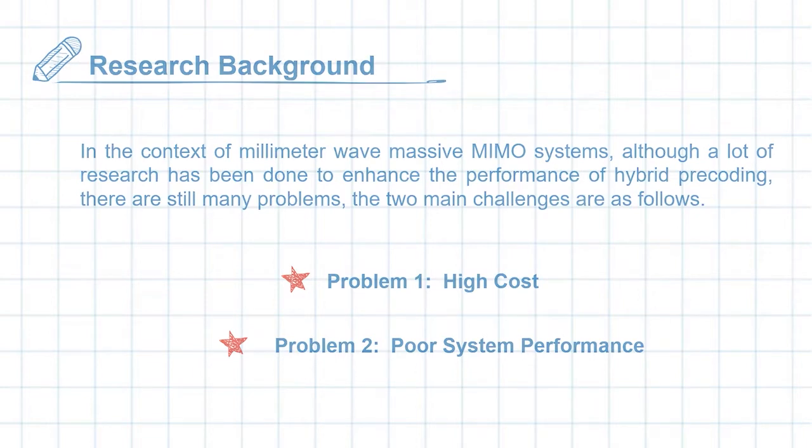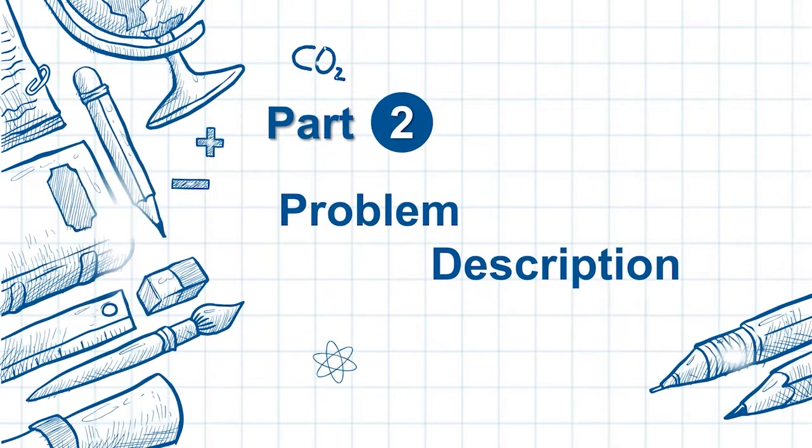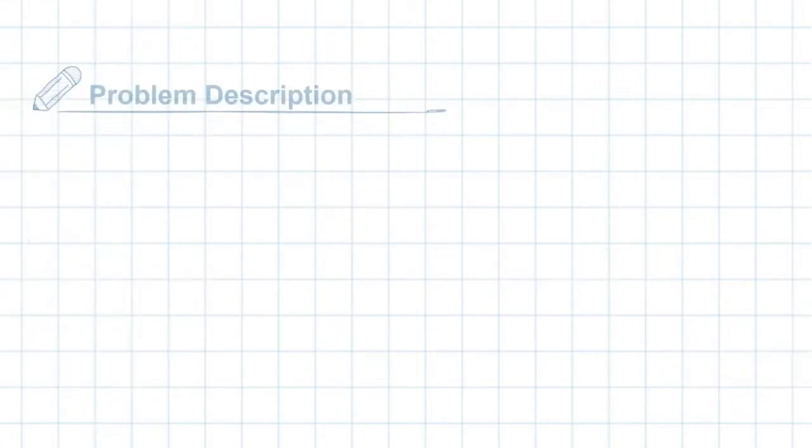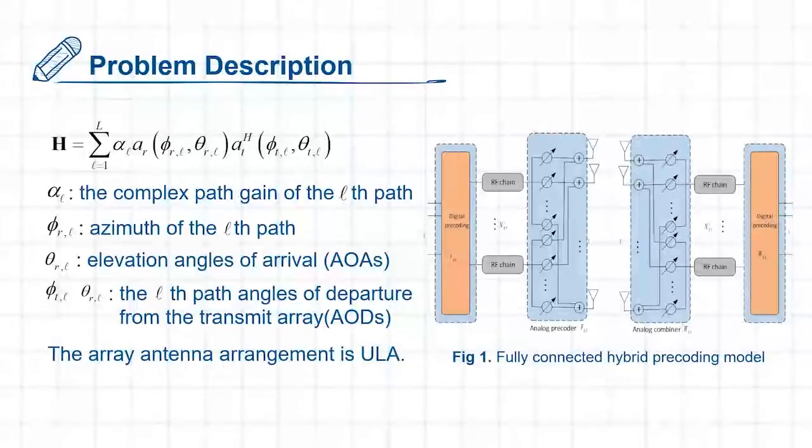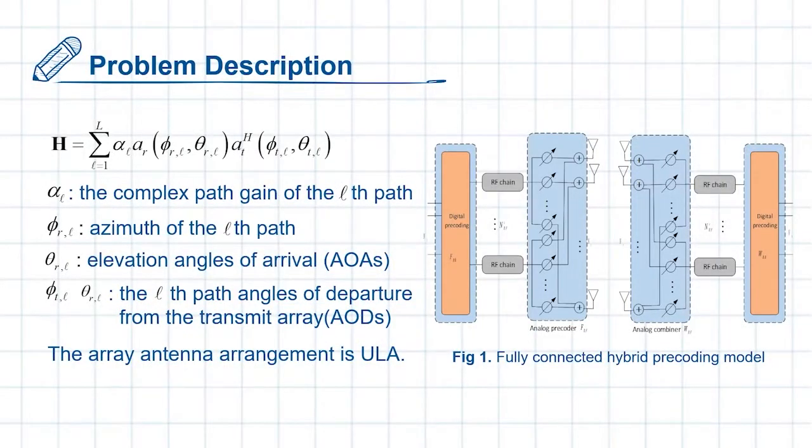Part 2. Problem description. The fully connected hybrid architecture is depicted in Figure 1. Next to Figure 1, we give the channel model of this paper and introduce some parameters in the model. We use a ULA as our antenna array.